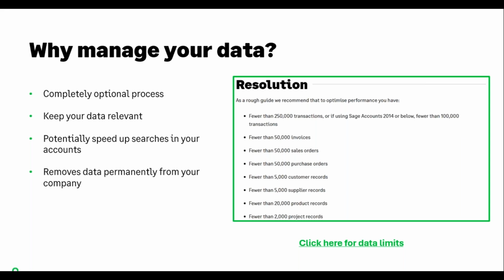Now, on the right-hand side of your screen, you should see the letter resolution. This resolution is from a guide. If you click on the link in the handout, it'll take you to it. This is the recommended guide of the data limits. So 250,000 transactions, also known as splits in the program. It's movements within the program itself. Fewer than 100,000 is ideal. At 250,000, that's where you're going to start to see slower speeds and problems.